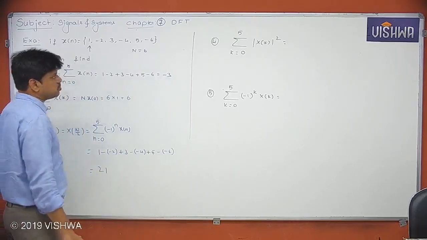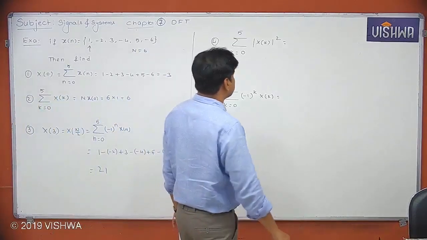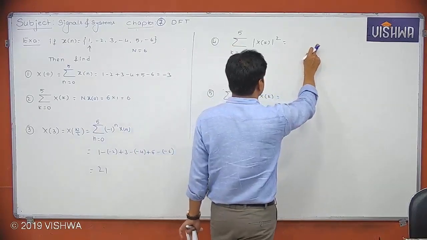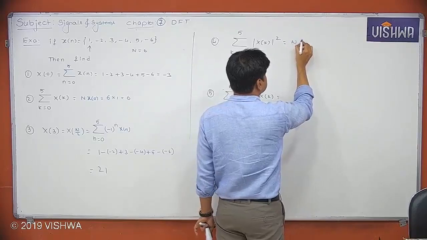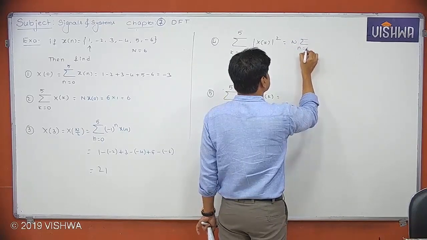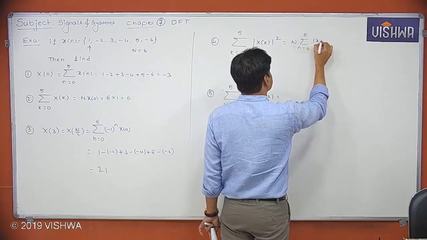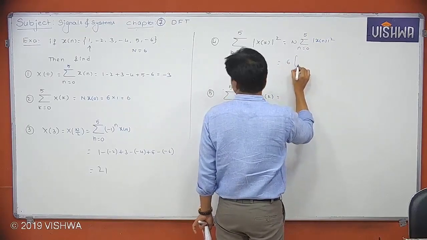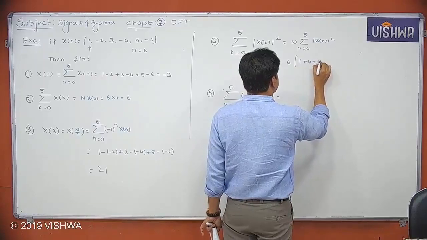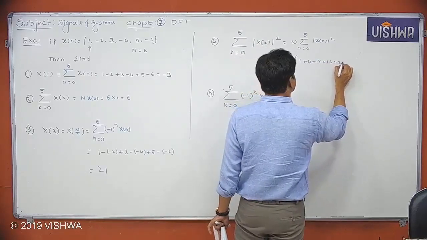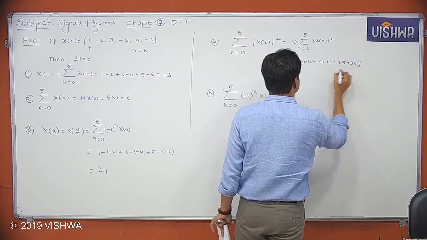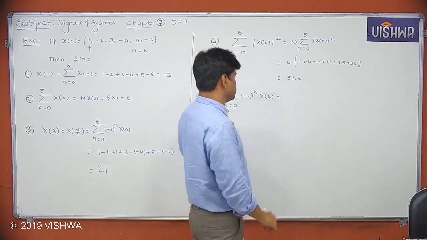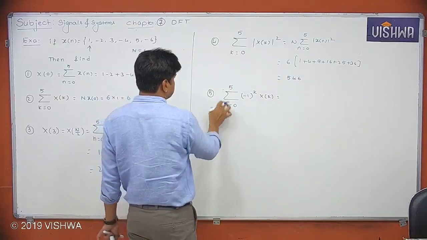21. Next, from Parseval's theorem, if 1 by N is there, then it is summation of mod x of n square. If it is not there, then it is N times summation n equal to 0 to 5 of mod x of n square. So what is that? 6 times 1 plus 4 plus 9 plus 16 plus 25 plus 36. You are going to get 546. 546 is the answer.